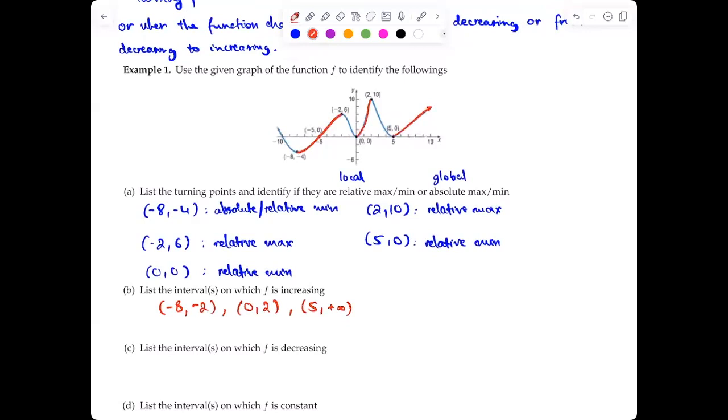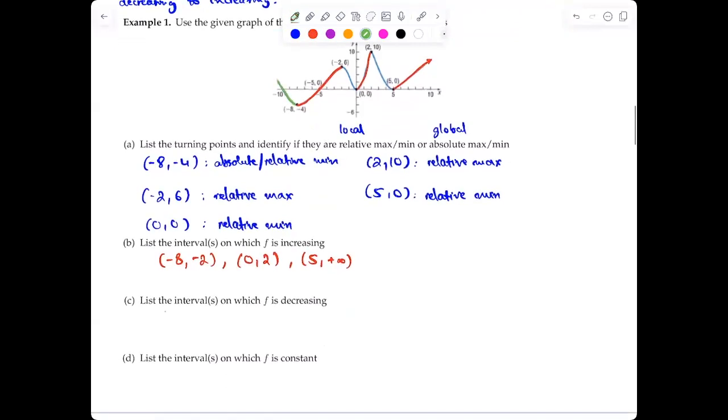Now list the interval on which the function is decreasing. So this part of the function is decreasing. So you're going to go from negative infinity to -8, from -2 to 0, and from 2 to 5. So, is there any interval on which the function is constant? So, no. Nice. So, the answer is no.